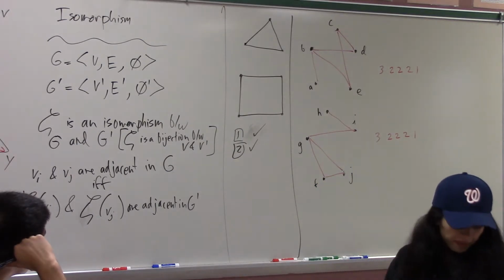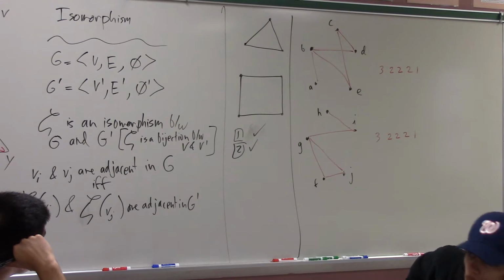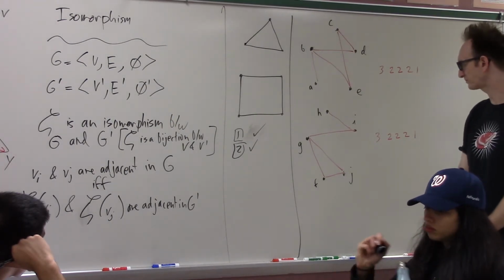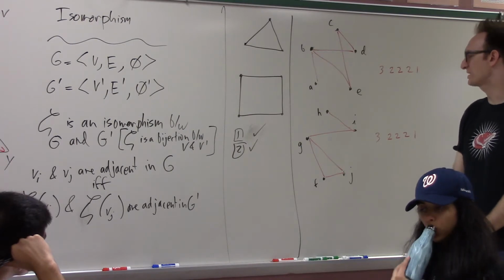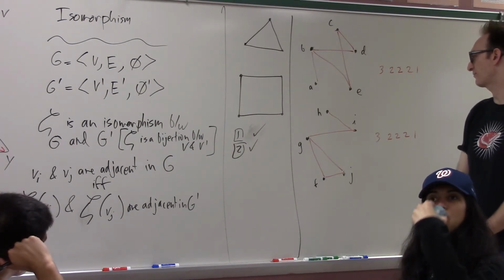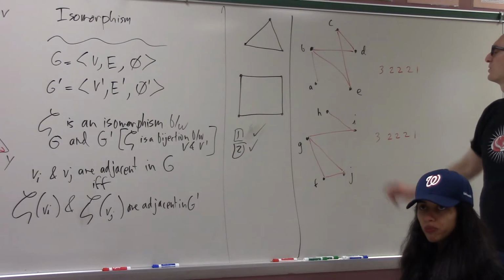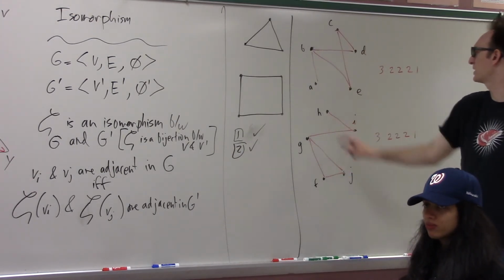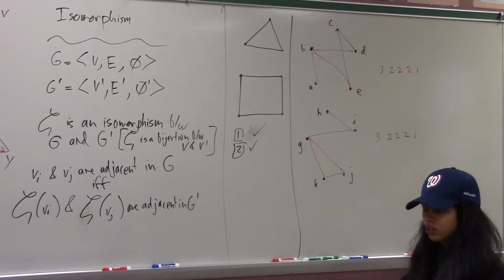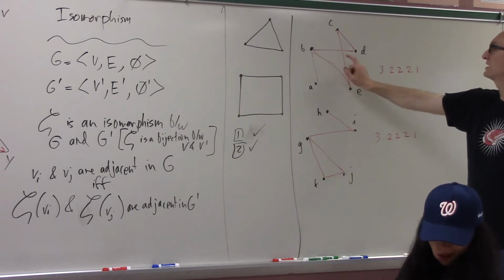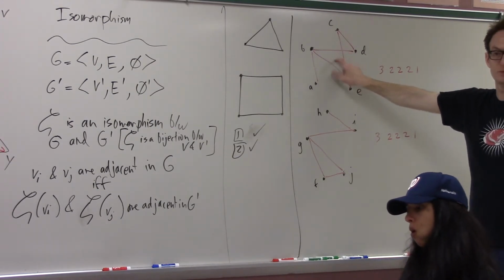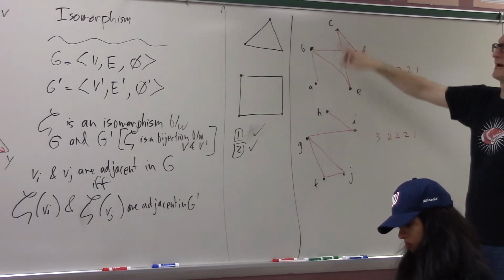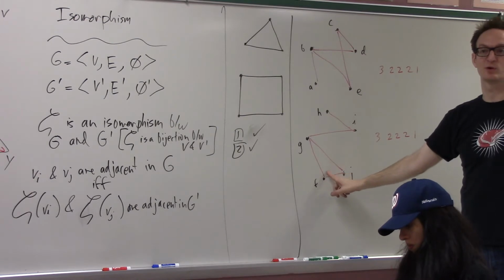Anna Bart says, yeah, I made 2 graphs. First of all, let's confirm: each has 5 vertices, and each has 5 edges as well. The degree sequence here is 3, 2, 2, 2, 1. Here it's 3, 2, 2, 2, 1. Yet they're definitely not isomorphic. For example, here there is a cycle of length 4, but here there is no cycle of length 4.